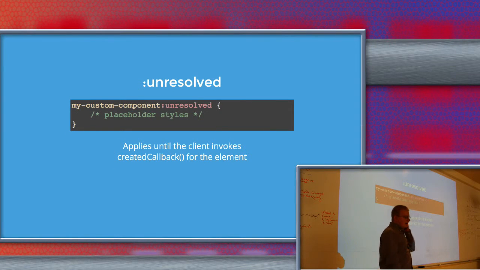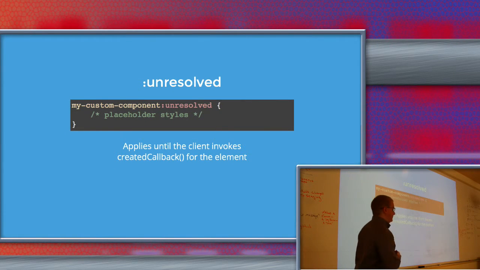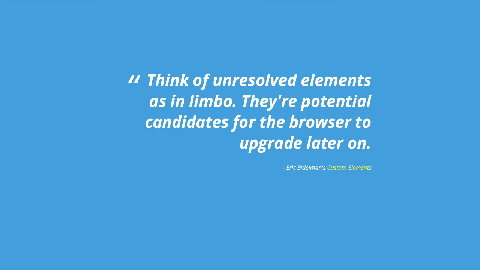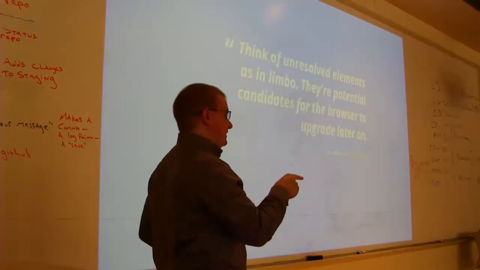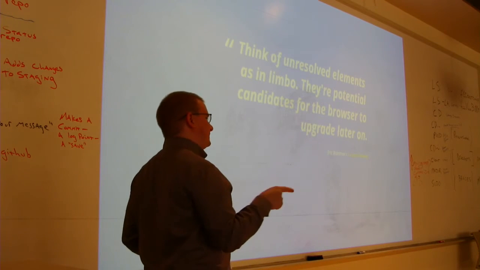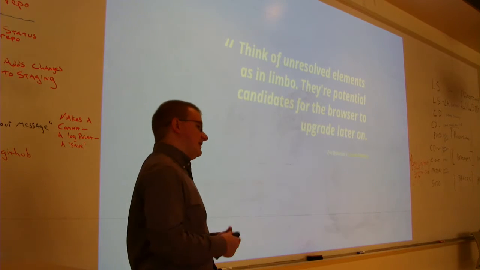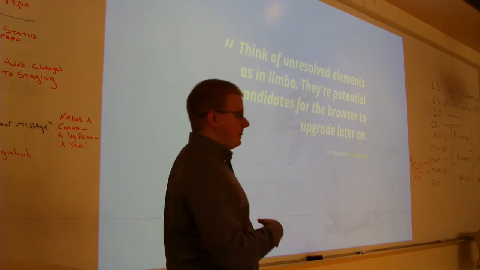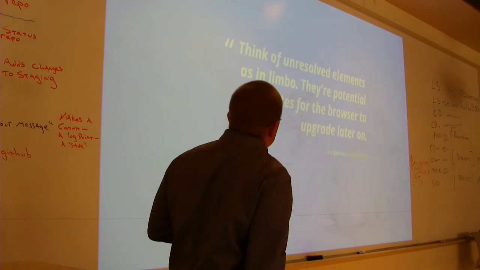You'll get into this more with Polymer next week as well. They have methods for doing this with unresolved, and that's an important piece of working with custom elements. Eric Bidelman has a great quote: think of unresolved elements as in limbo. They are potential candidates for the browser to upgrade later on. So the browser will run into this, see x-dash-something, and go, that's not an element, but it looks like it might be resolved later on. You might end up registering that later with document.registerElement, so it applies any unresolved styles you had. So that's how you can do that.